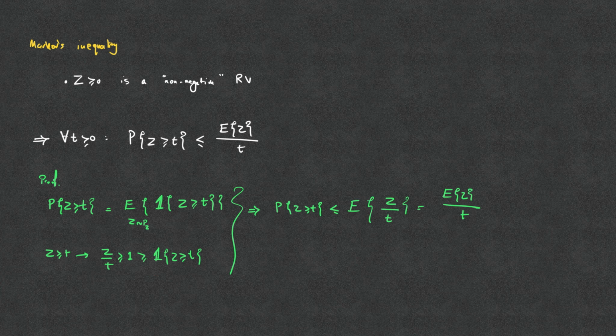From these two, we know that this value over here, which basically was equal to the probability of z larger than or equal to t, is less than or equal to the expected value of this indicator function, and we would put this instead of the indicator function. So it would be less than or equal to, instead of this indicator function, we would put z over t, and given that t is independent from z, it comes out of the expectation, and therefore you will have the probability of z larger than or equal to t is less than or equal to E[z] divided by t, which proves Markov's inequality.